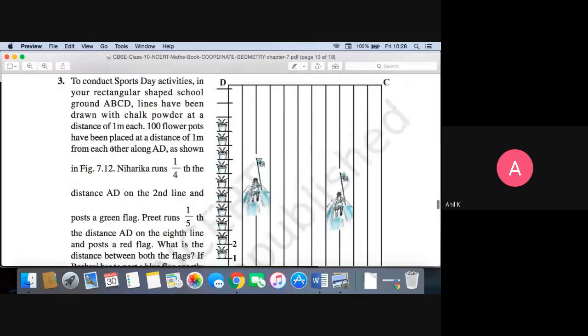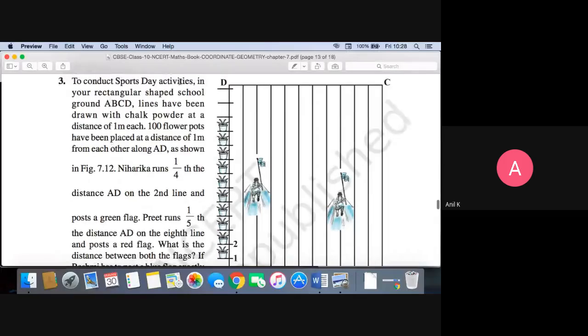Next one: to conduct the sports day activity in our rectangular shaped school ground ABCD. So ABCD is a rectangular ground. Lines have been drawn with chalk powder at a distance of 1 meter each. The distance between the first two lines is 100, next two lines is 100, so between each line the distance is 100 meters.